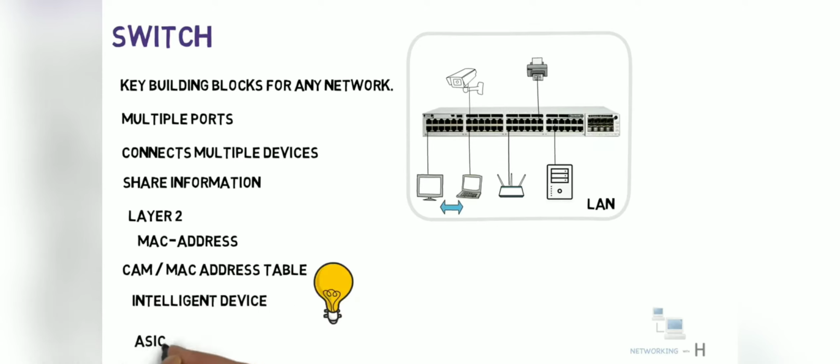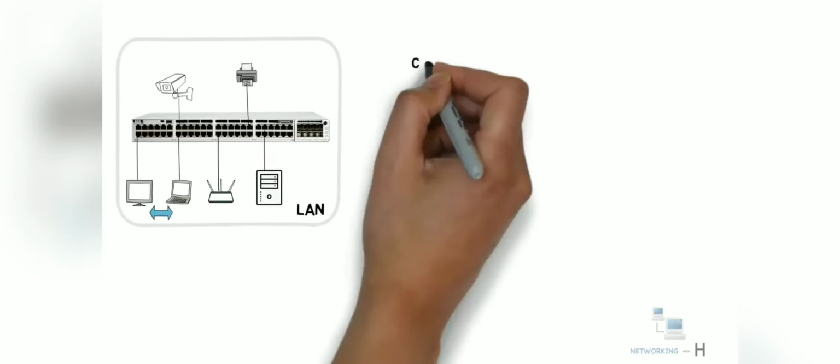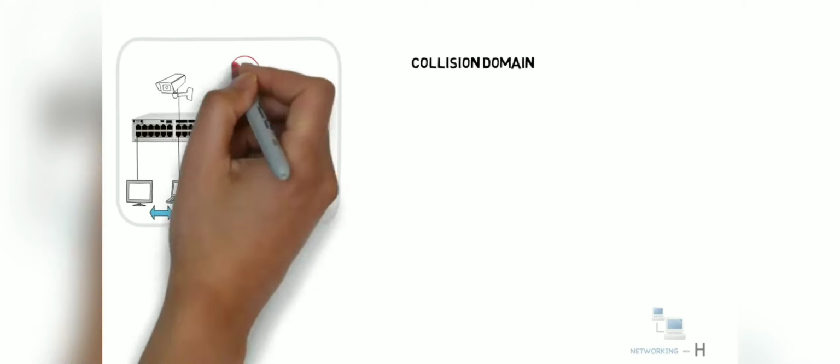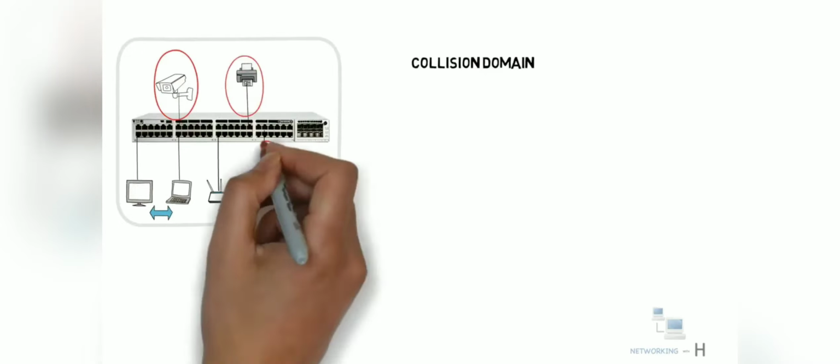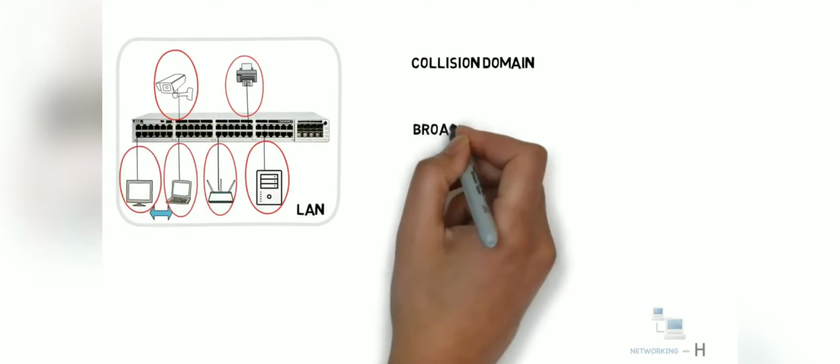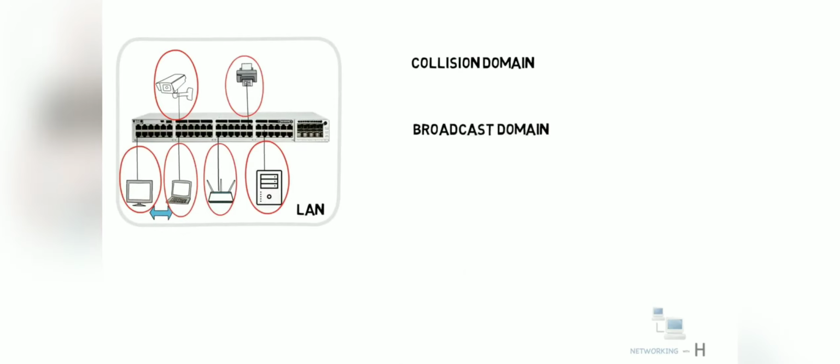Switches are ASIC based. ASIC stands for Application Specific Integrated Circuit. This feature helps the switch to make switching decisions very quickly. Every port on a switch is in a different collision domain. That is, a switch is a collision domain separator. All the ports on a switch are by default in the same broadcast domain.